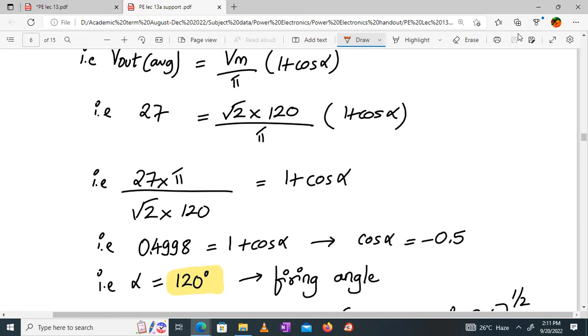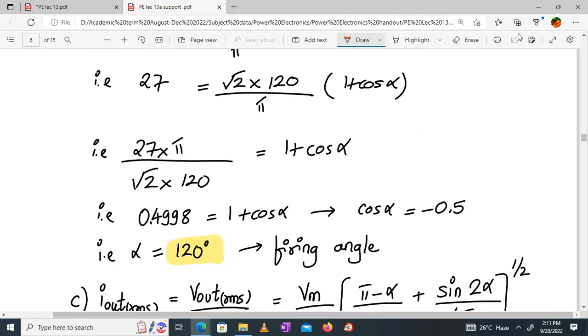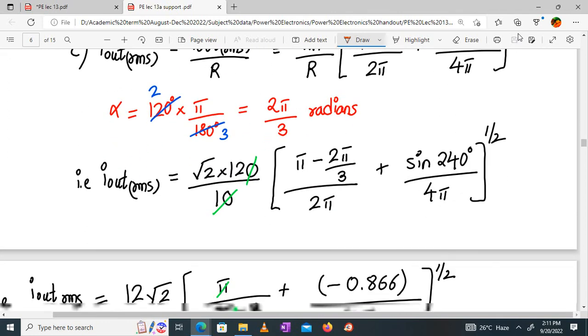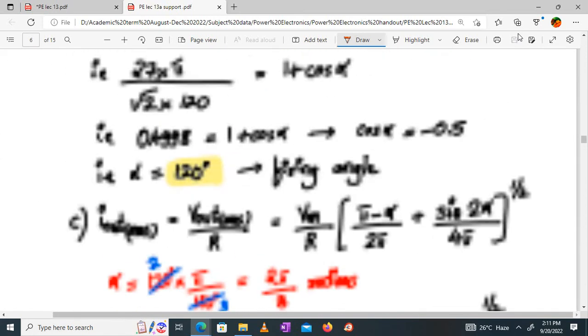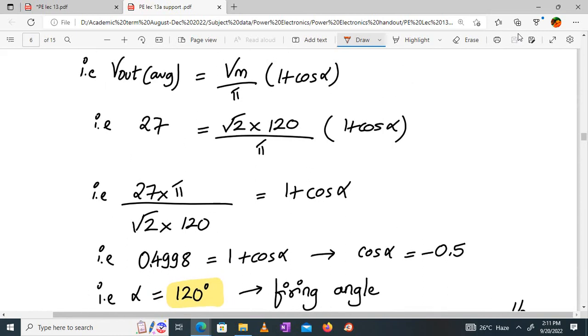After this, what do we do? You know the formula for V out RMS, V out average. So calculate I out average. What is the I out average formula? V out average upon R, and R value is 10. So go ahead and calculate I out average. Acha, what will be I out average? Please calculate.